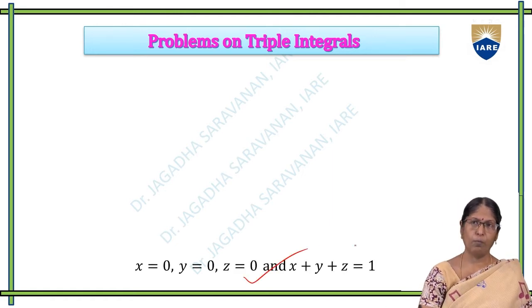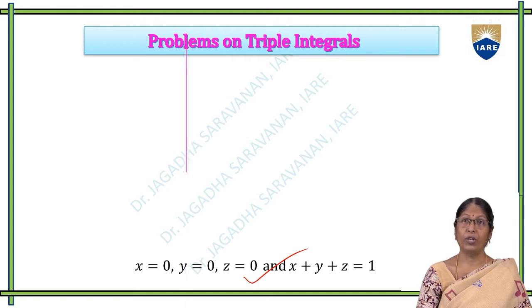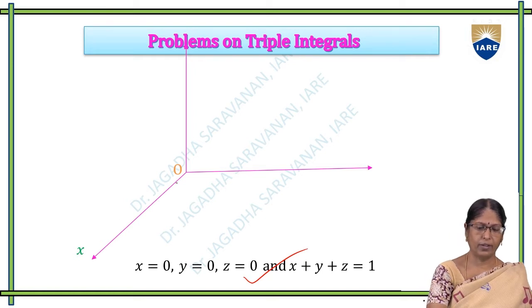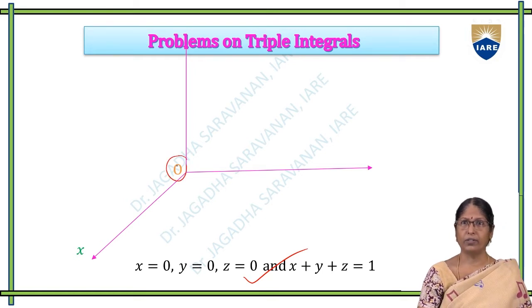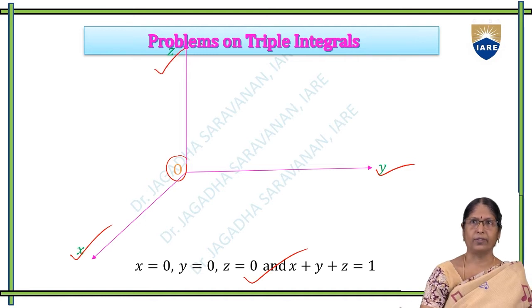now this is the bounded region which is given in our question, that is x equal to 0, y equal to 0, z equal to 0 and x plus y plus z equal to 1, from which we will draw the geometrical figure. It is in 3 dimensions. So we can see it, this is the origin, we named it as O, x-axis, y-axis and z-axis.